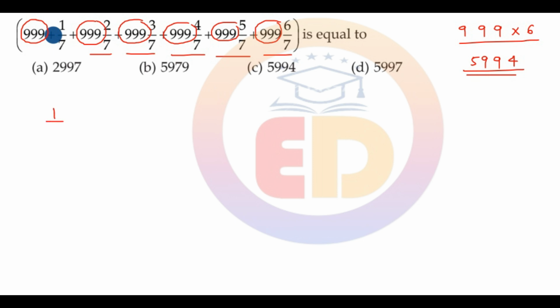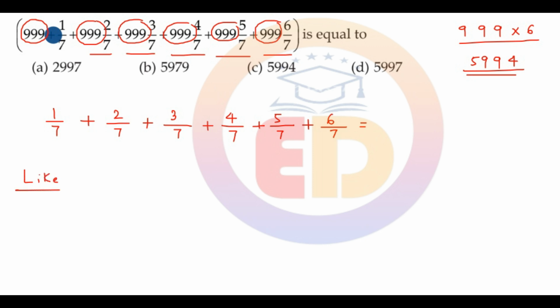It is 1/7 plus 2/7 plus 3/7 plus 4/7 plus 5/7 plus 6/7. All these fractions have the same denominator, so they are like fractions.